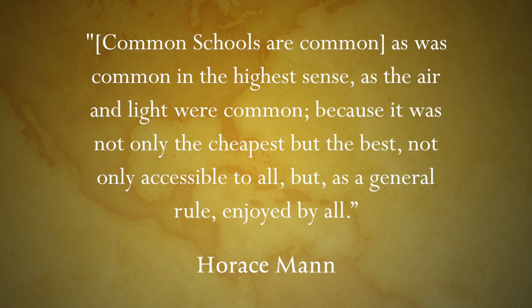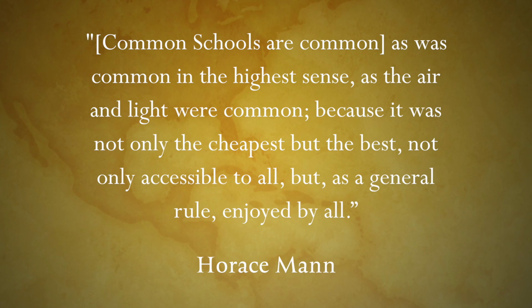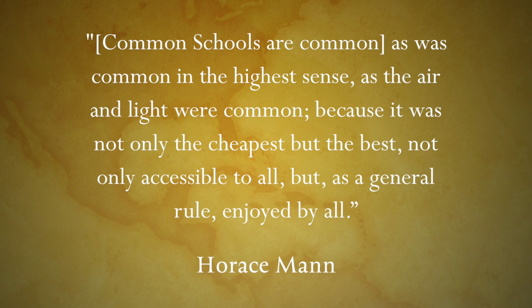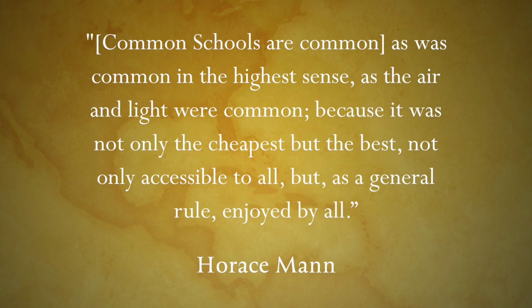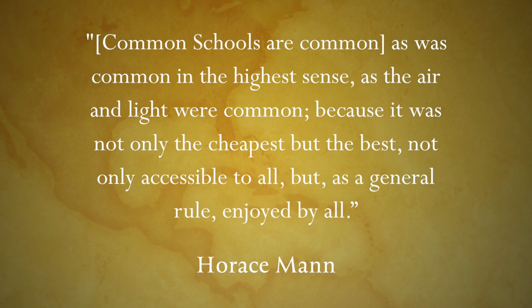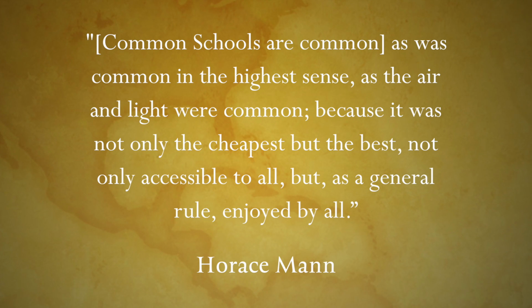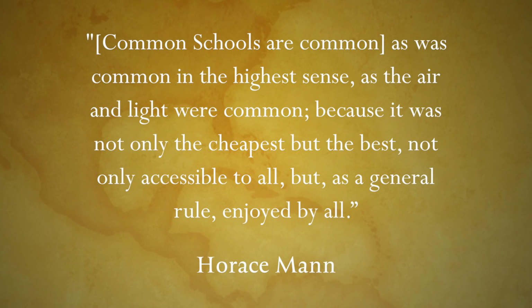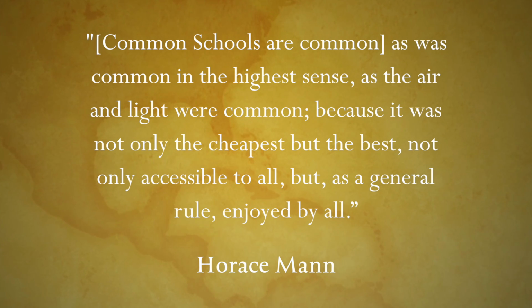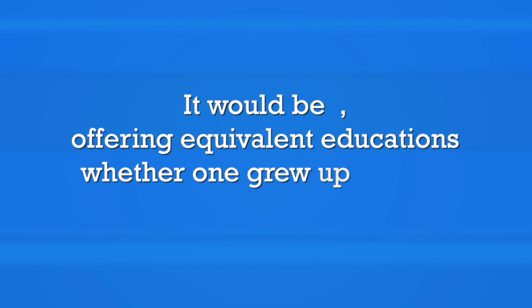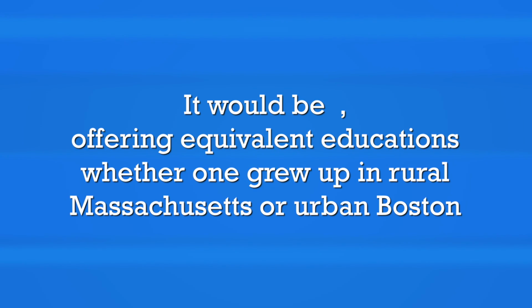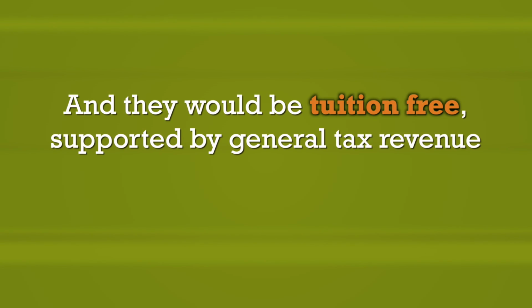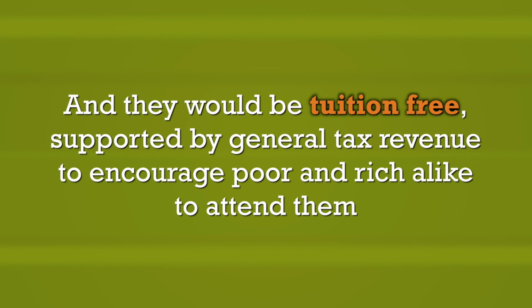In the words of Horace Mann, common schools were designed so that they would be common in the highest sense, as the air and light are common, because they were not only the cheapest, but the best, not only accessible to all, but as a general rule, enjoyed by all. They would be uniform, offering roughly equivalent educations, whether one grew up in rural Massachusetts or urban Boston. And they would be tuition-free, supported by general tax revenue to encourage poor and rich alike to attend them.